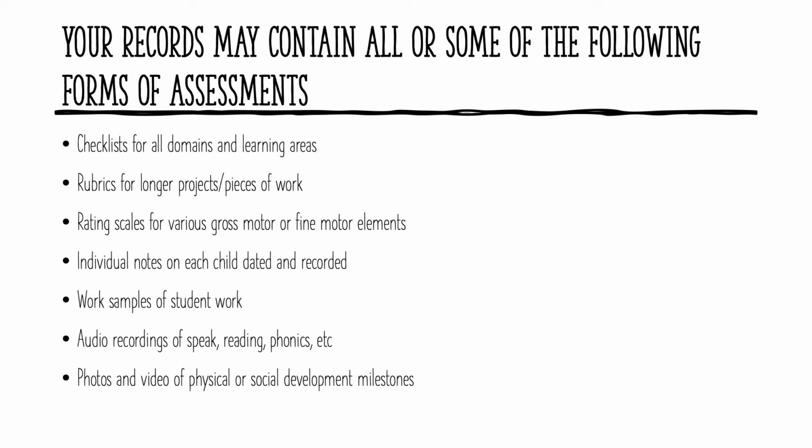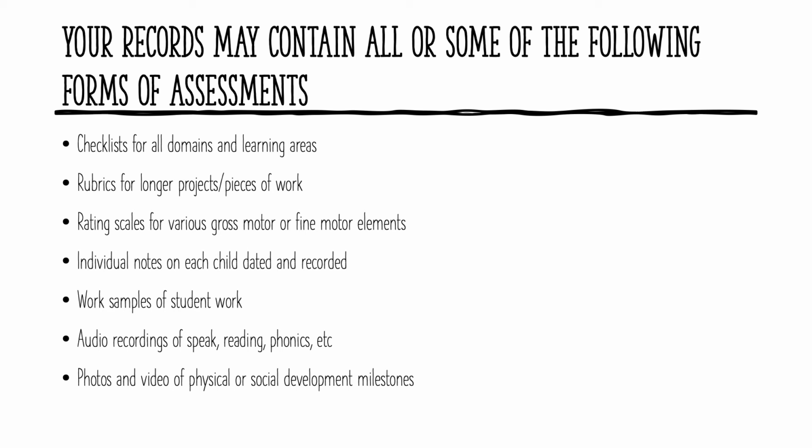Now, I might have rating scales of some sort. My rating scales could literally be a scale, or it could be a triangle, and I do 1, 2, or 3 sides on my triangle for how they're able to achieve certain things. So I have my rating scales for things like my gross motor or my fine motor elements. I might have individual notes on each child, and again, they could be in a digital, or they could be in a handwritten form, or they could also be in an audio form as well.